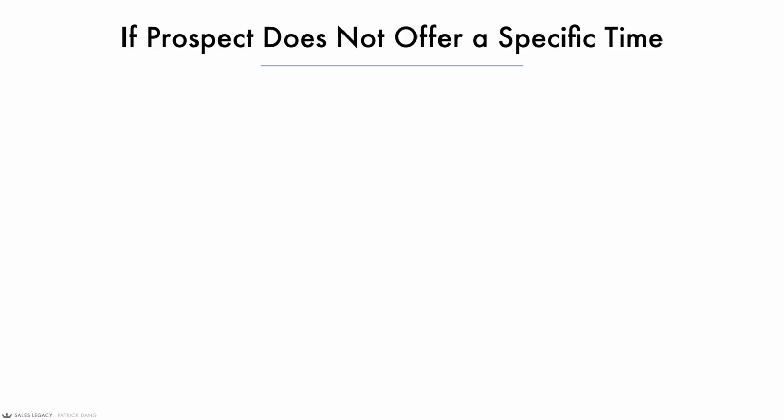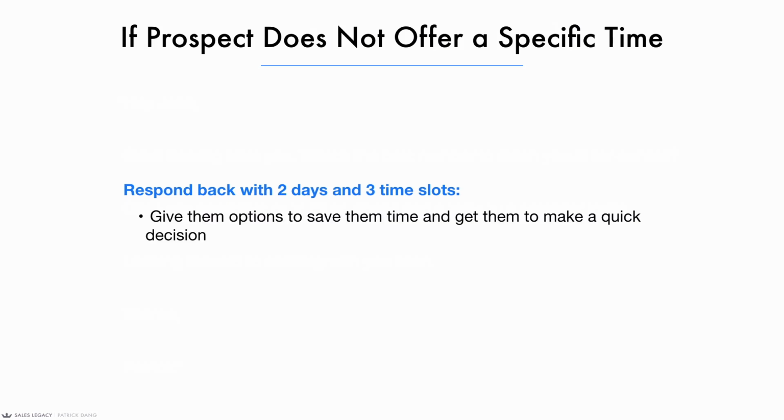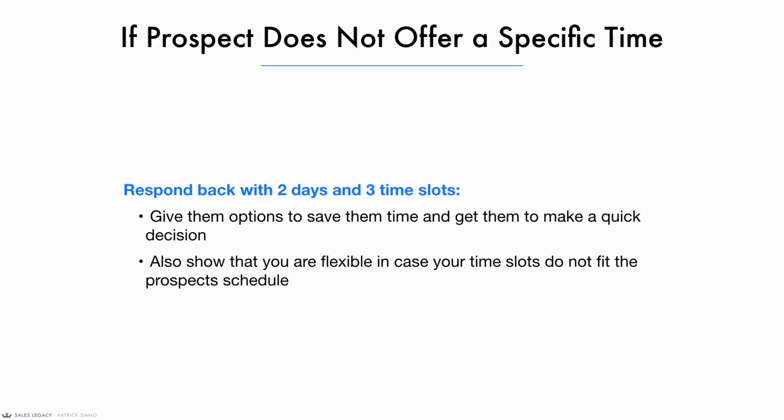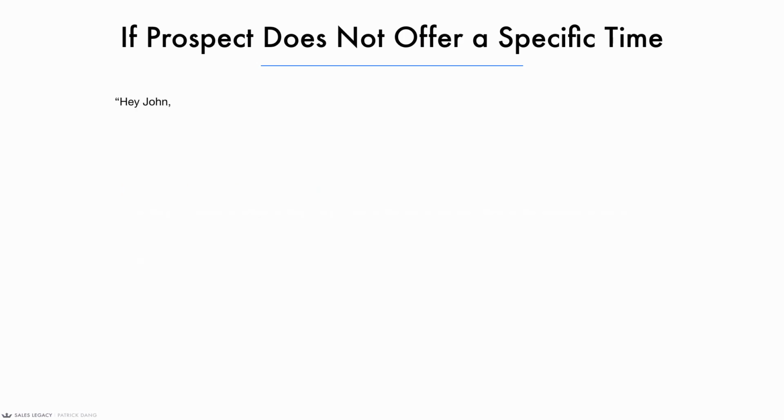Now, in scenarios where the prospect does not offer a specific time, what you want to do is you want to reply back with 2 different days and 3 different time slots. The reason why you want to give options is because you want to save time and you just want them to make a quick decision and just pick a time, right? And also you want to show that you're flexible just in case that the prospect doesn't fit any of the times that you give. So an example is, hey, John, great hearing from you.